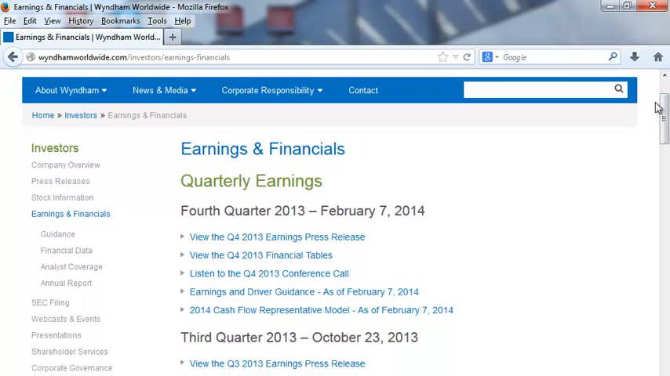There's probably no better information about a company's financial performance than its quarterly earnings releases and accompanying documents. Many companies also provide earnings guidance, summary financial data, analyst coverage, and the annual report on their website.